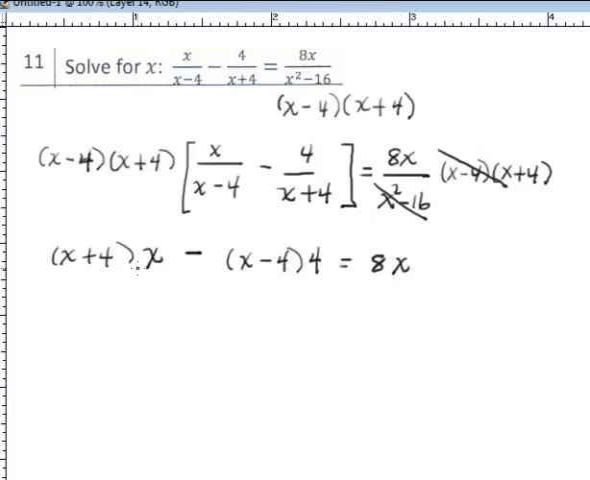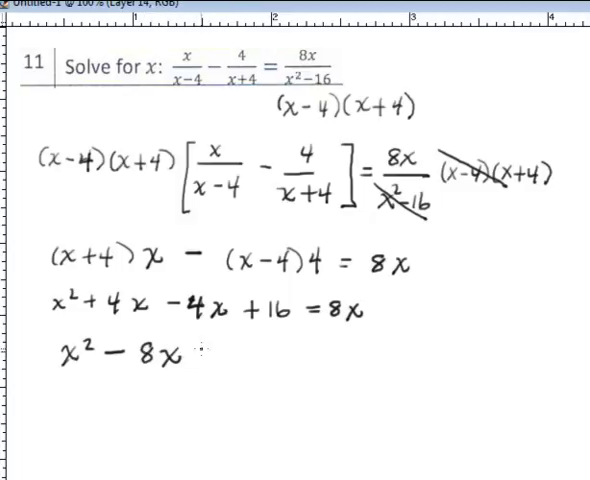Okay, so now we're going to get a quadratic, and we'll put that in standard form. All right, so let's multiply this out. We have x squared plus 4x minus 4x. And now we have minus, so that will be plus 4 times 4, plus 16, is equal to 8x. All right, let's put this in standard form. Notice here we have a 4x minus 4x, so those cancel. And we'll subtract 8x from both sides, and we're going to end up with x squared minus 8x plus 16 equal to 0.